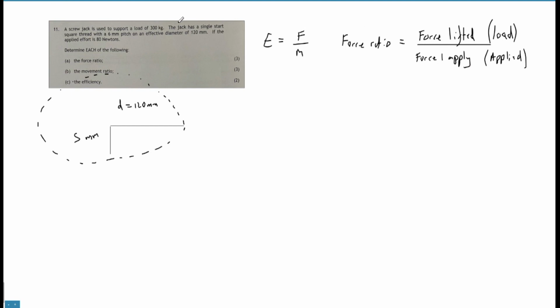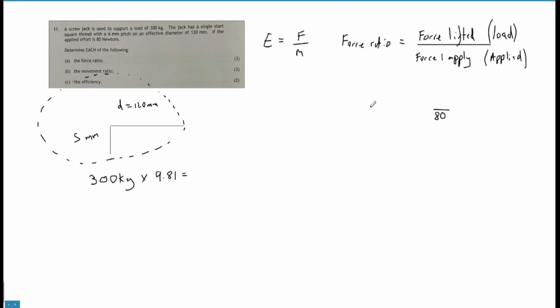And let's see if I got any of that. The jack, yeah, if the applied effort is 80 newtons, so we're going to have 80 newtons on the base. And then we are lifting 300 kilograms, so we're going to convert that into, well, we can do it over here. We've got 300 kg. We times this by 9.81 to turn it into newtons, because this is the force we're lifting.